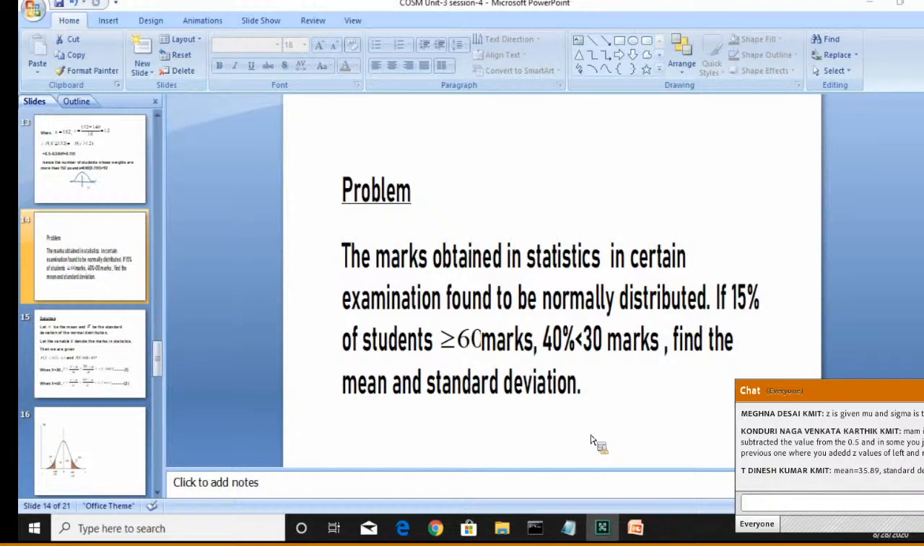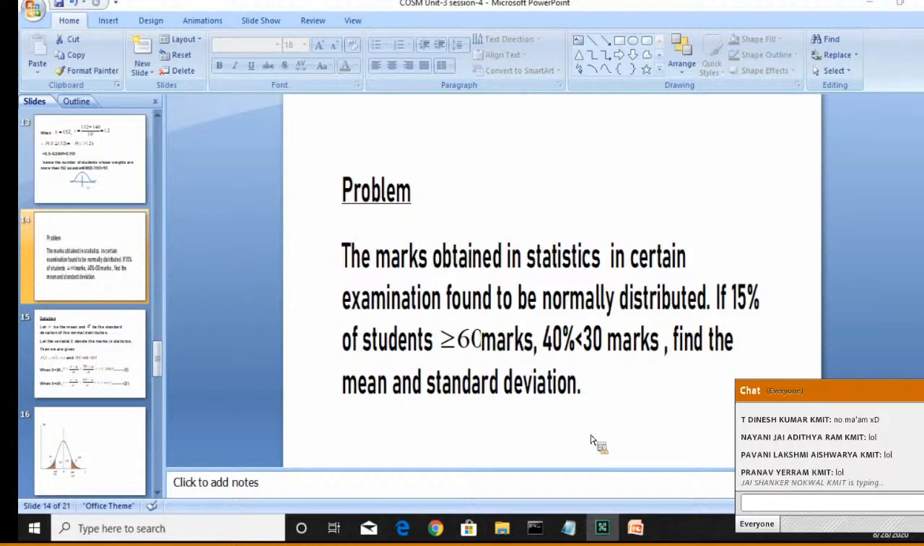Oh, all right, Dinesh has got the answer. I think you are copying from somewhere, Dinesh, or are you Shakuntala Devi? Yes. Good. So we will see the problem, then I will explain to you.